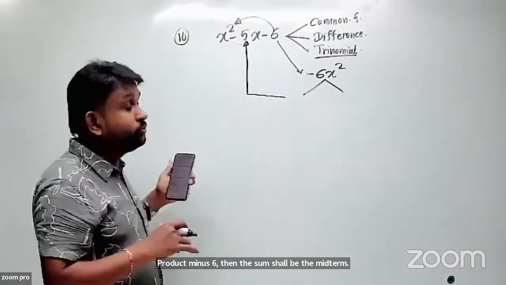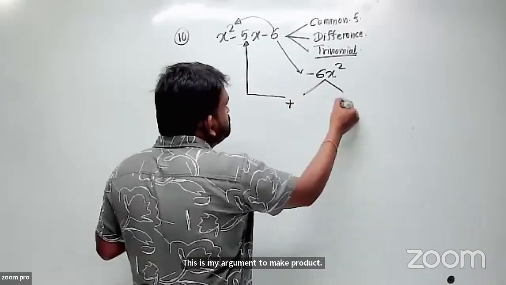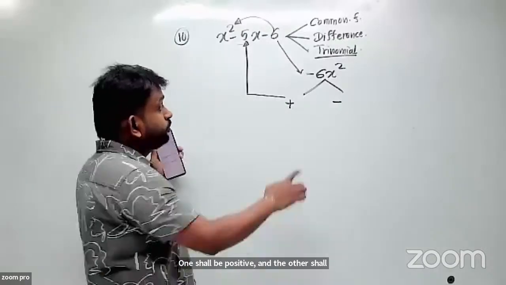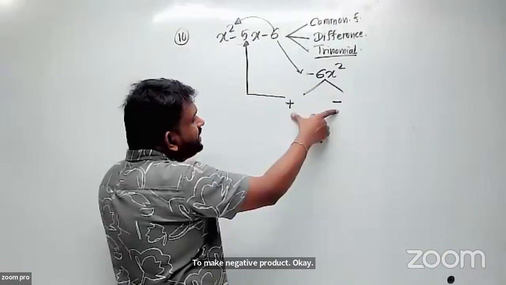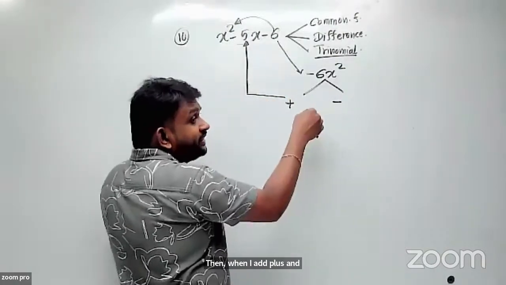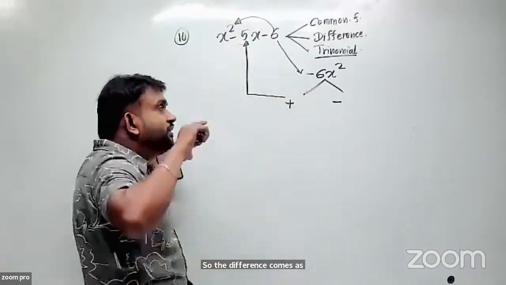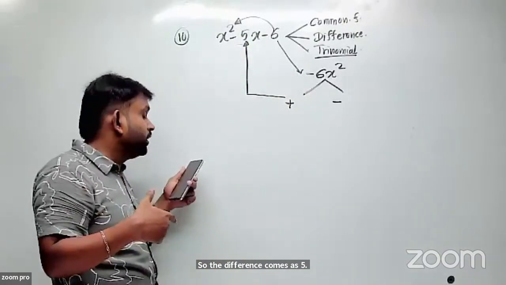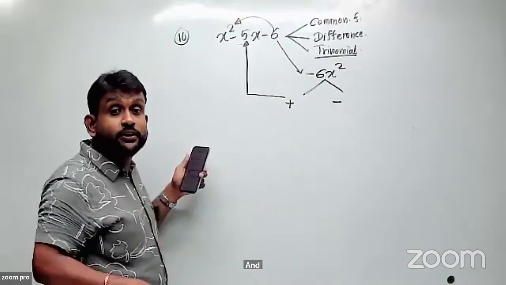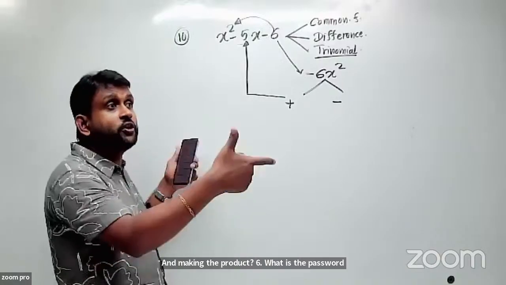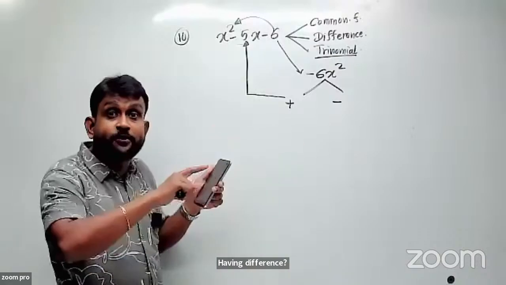To make a negative product, one shall be positive and the other shall be negative. When I add a plus and a minus, they are actually subtracting, so the difference comes as 5. So we need a pair having difference 5 and product 6. What is the pair suited? 6 into 1: 6 and 1, and 6 minus 1 is 5.